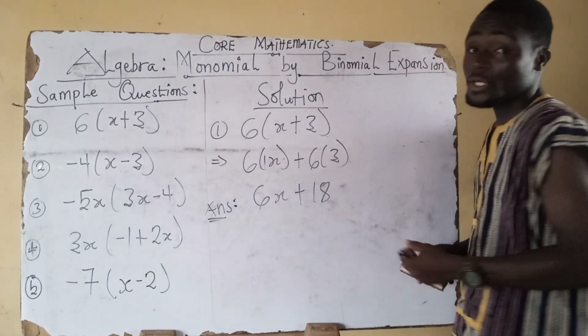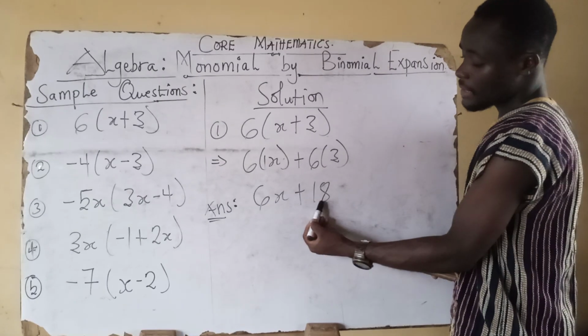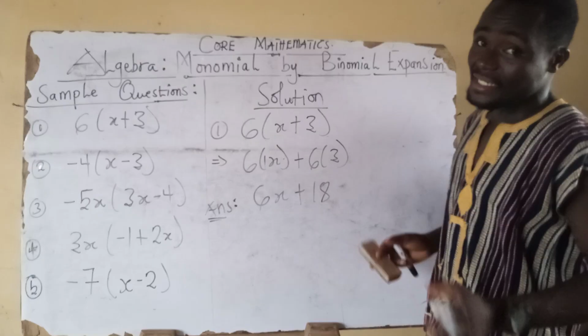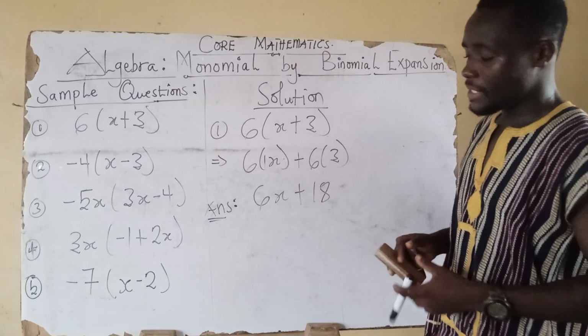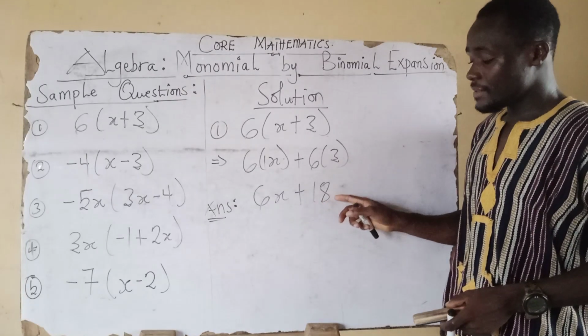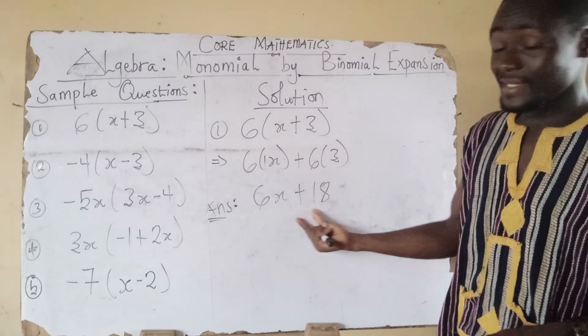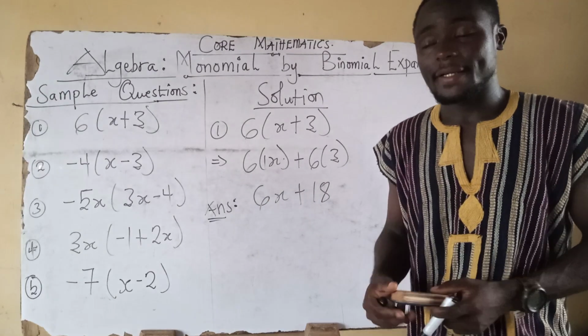Why? Because in algebra, we say that we cannot add the 6x to this, because this and this are not like terms. They are unlike terms. Here there is x attached to it. Here too, there's nothing like x attached to it. Are you with me? Very good. So this then becomes our final answer.